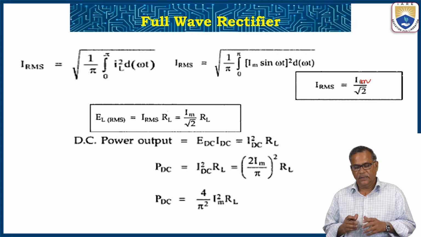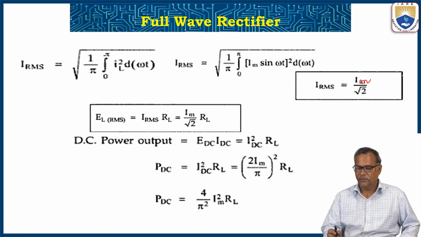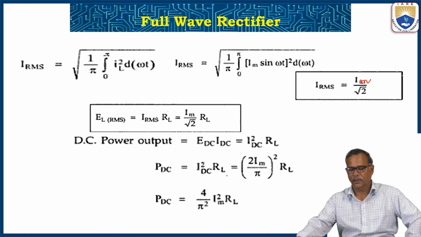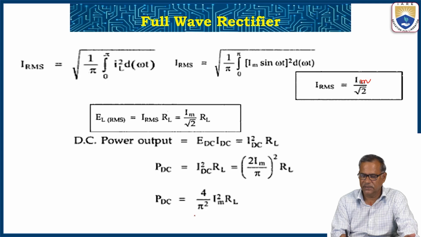And the DC power output: we multiply the output value of the DC voltage with the output value of the DC current. So PDC is equal to IDC square multiplied by RL. IDC we have calculated as 2 Im by pi. So it is 2 Im by pi whole square into RL. So PDC is equal to 4 Im square RL by pi square. This is the DC power output.